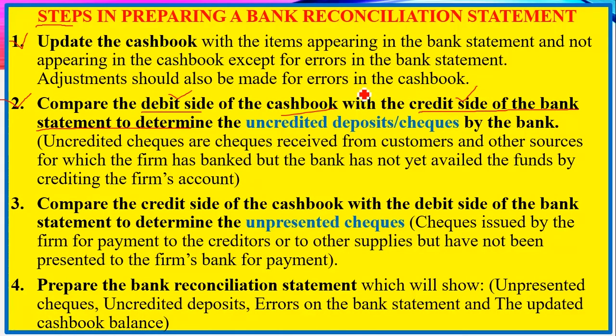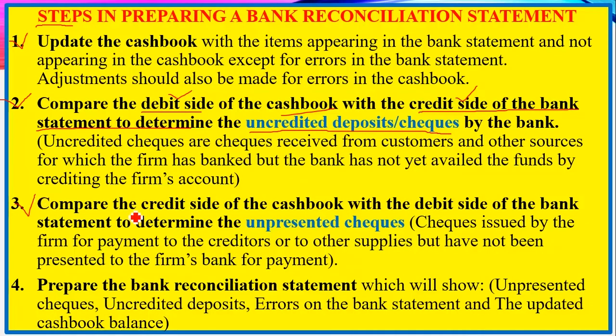So the reason why you're comparing these two, you need to check if there is an item that is on the debit side of the cash book and it is missing on the credit side of the bank statement. That is what we refer to as an uncredited deposit or a check. You have deposited a check, but that check is yet to be taken care of at the bank. That is an uncredited deposit.